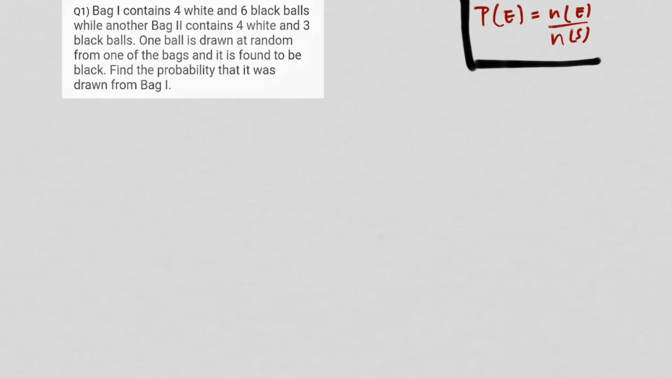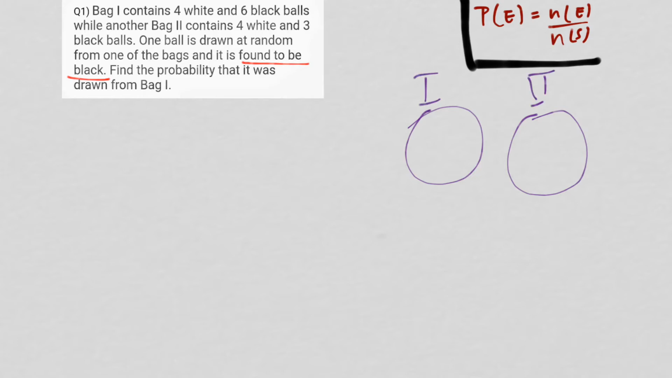Look at this question carefully. In all Bayes' theorem questions, the outcome would be given to you already. Look at this, found to be black. A ball is drawn and the result is already in front of us. So if there are two bags, bag 1 and bag 2. Bag 1 contains 4 white and 6 black balls, whereas bag 2 contains 4 white and 3 black balls.